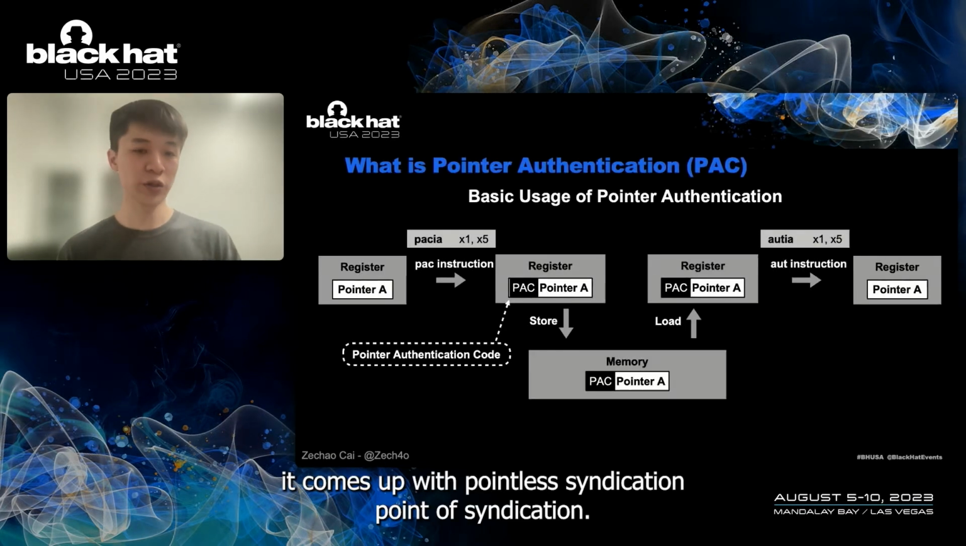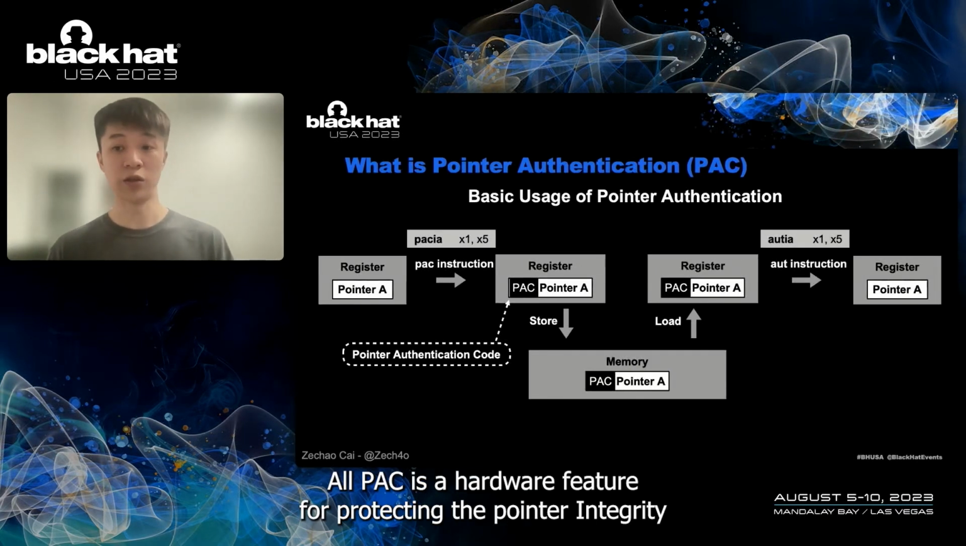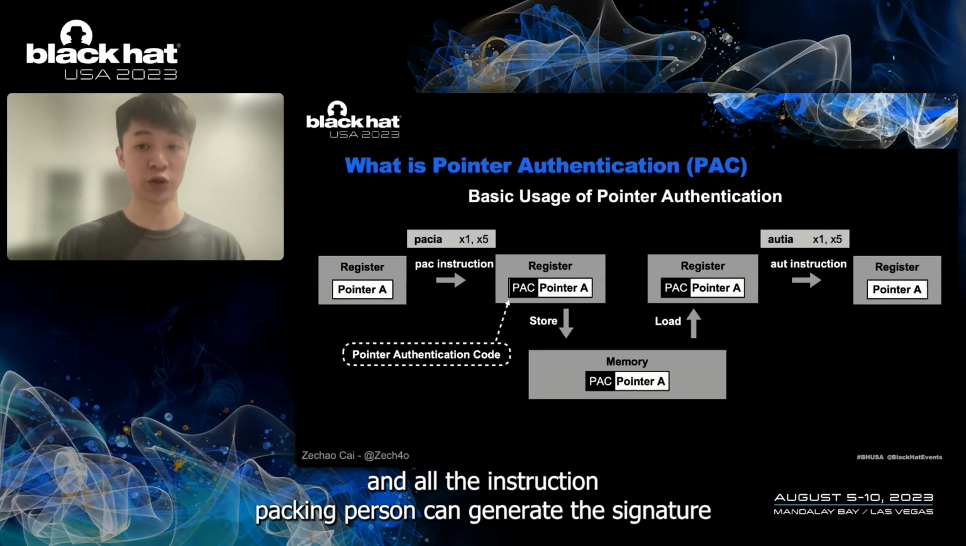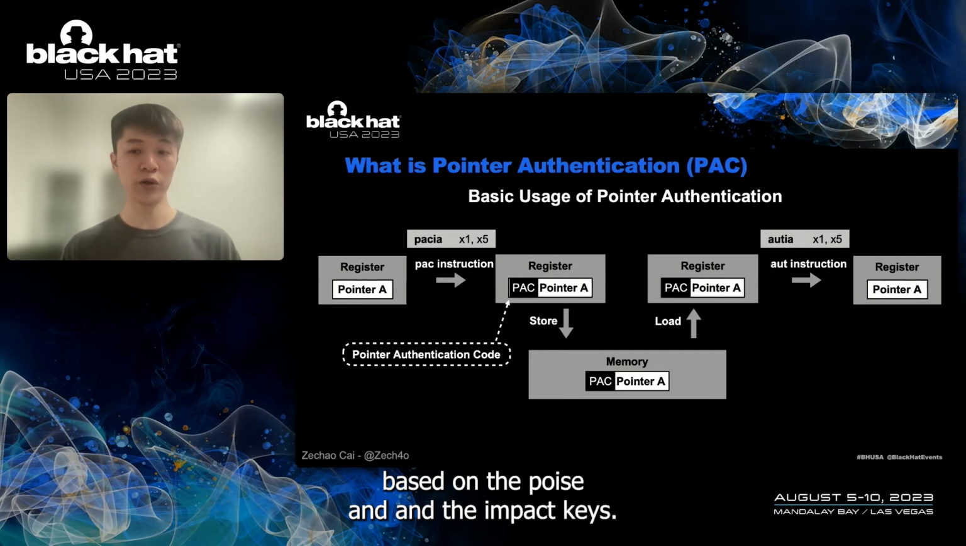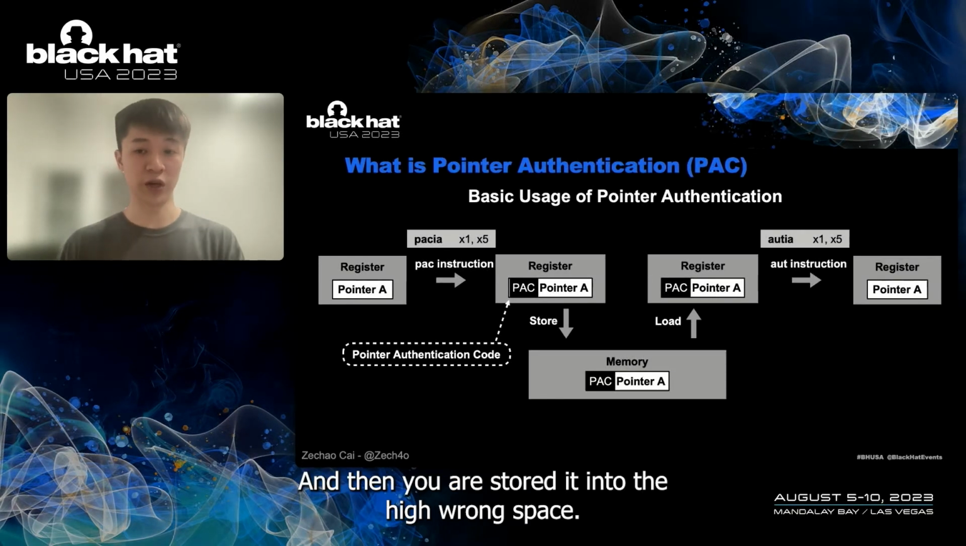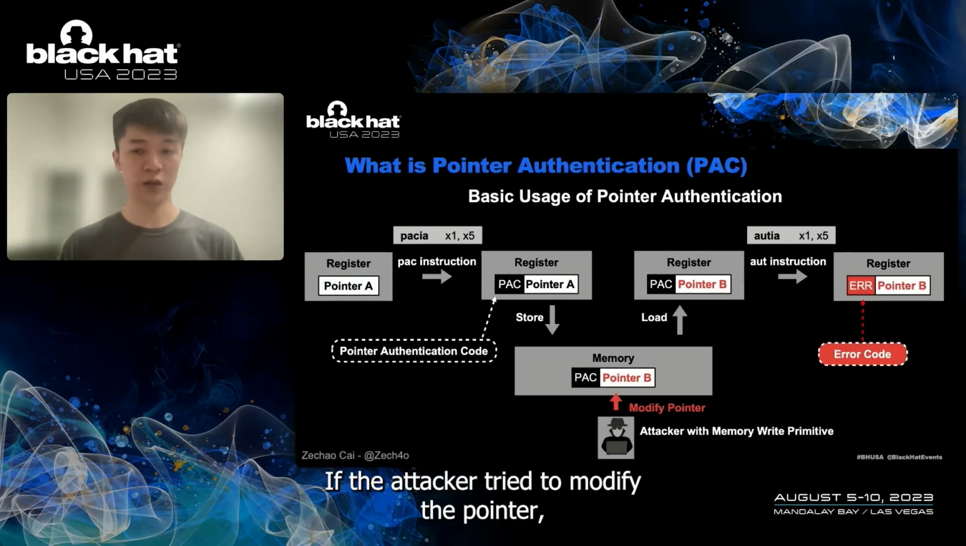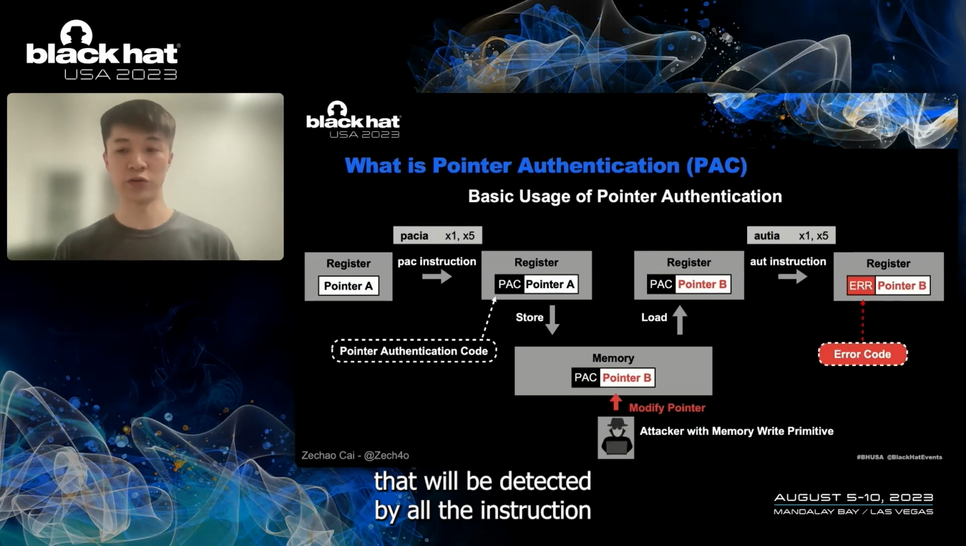It comes up with pointer authentication. Pointer authentication, or PAC, is a hardware feature for protecting the pointer's integrity. Pointer authentication provides the PAC instruction and the AUT instruction. The PAC instruction can generate a signature based on the pointer and the PAC keys, and then store it into the higher unused space of the pointer. With pointer authentication, if the attacker tries to modify the pointer, that will be detected by the AUT instruction.